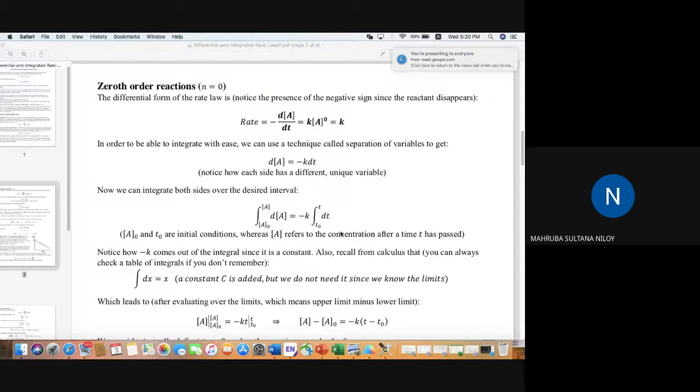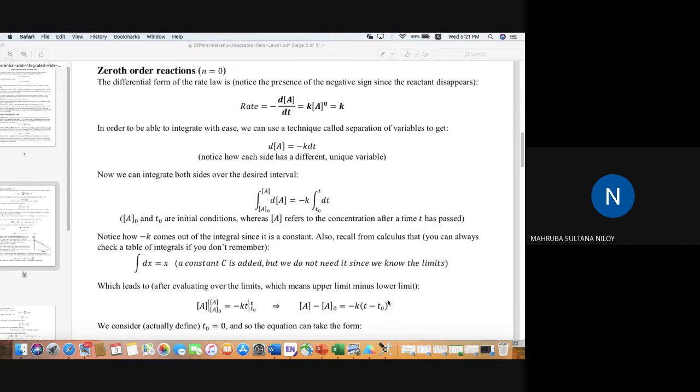Okay, then based on the formula, if we put the limit here, the upper limit will be minus the lower limit. And here as well, the upper limit will be minus the lower limit. And for the initial time, t naught means at 0 time, when the time hasn't started. So that's why t naught equals 0. Is it clear? So if we put t naught equals 0, then we get A minus A naught equals minus kt.